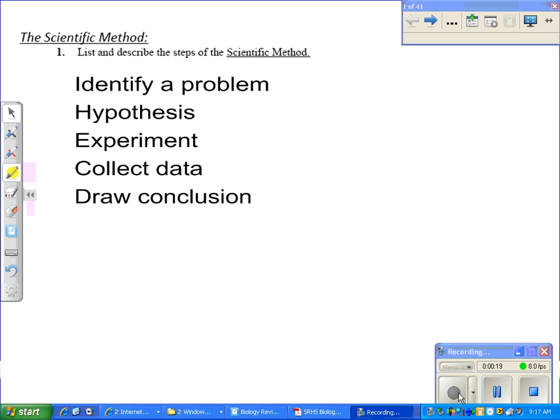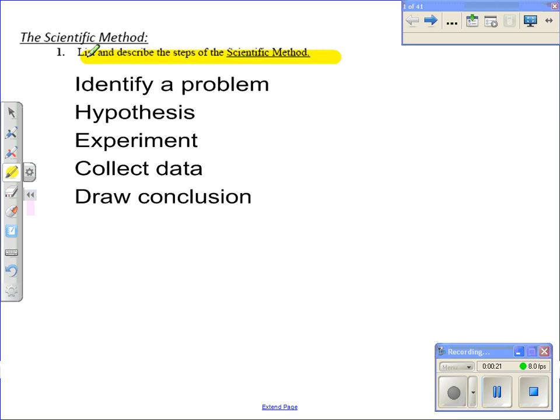First thing asked you was list and describe the steps in the scientific method. First step in the scientific method is you have to identify a problem. Second thing you're going to do is create a hypothesis. That's an educated guess. Third thing you're going to do is conduct an experiment like you did in class. You're doing experimentation, collect data. The last step is you draw a conclusion based on analyzing the data, see whether your hypothesis is correct or incorrect. So those are the key steps in the scientific method.